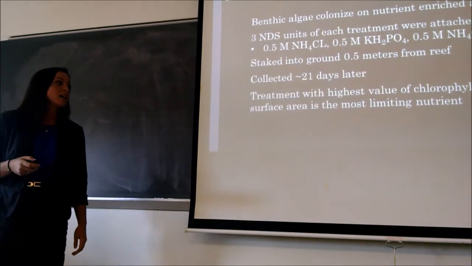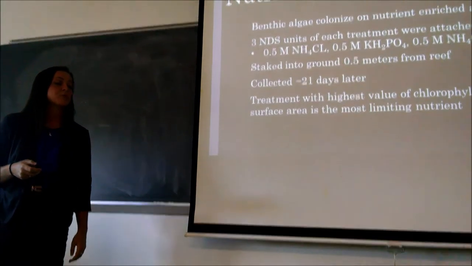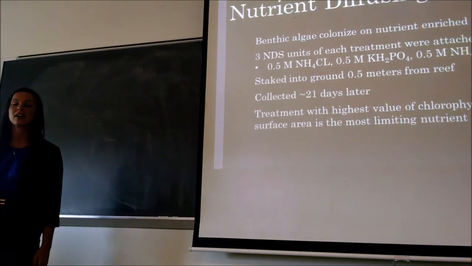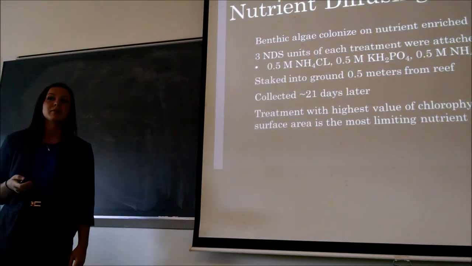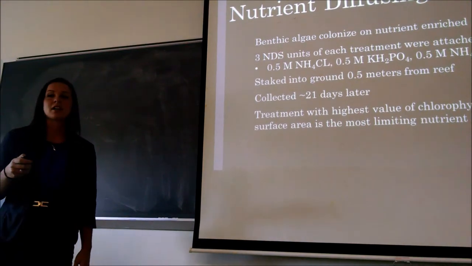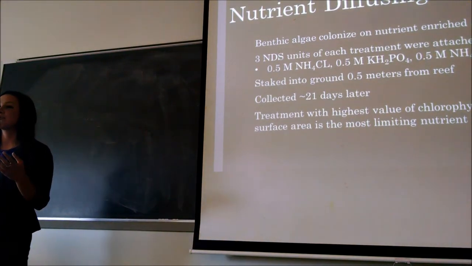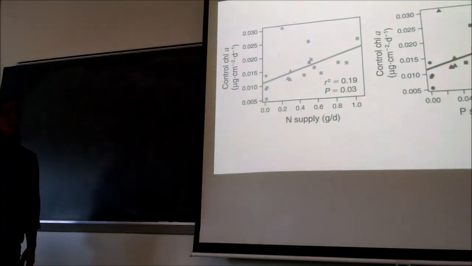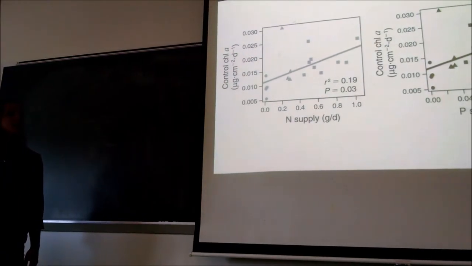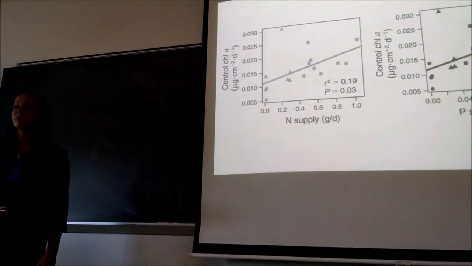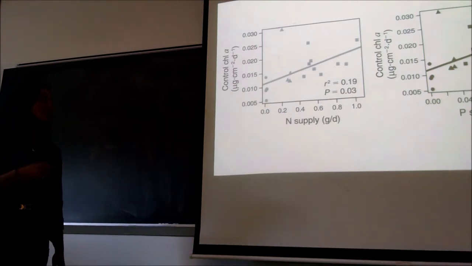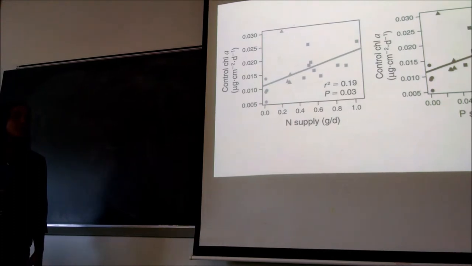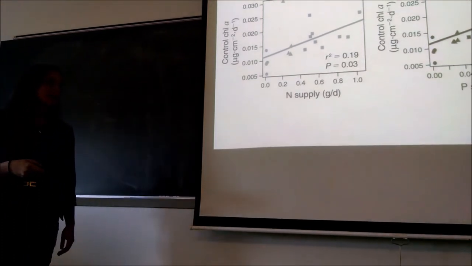So how he analyzed this data was that the treatment with the highest value of chlorophyll A per surface area should contain the most limiting nutrient. This is the concept we've all explored in Bio 105 lab when we used chlorophyll A as a predictor of photosynthesis. And it was the same idea.